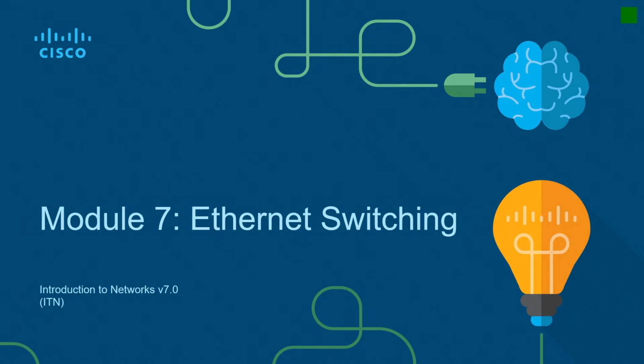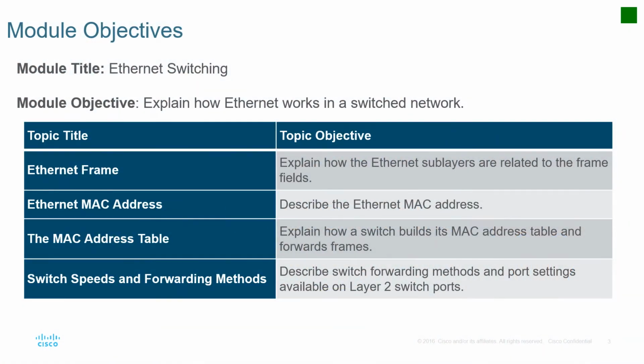So in this module, we'll talk about Ethernet switching. This is module 7. This module includes discussions about frame, about MAC address. We look into the MAC address table and some of the features that we have in a switch. Also, we look into frame forwarding methods.